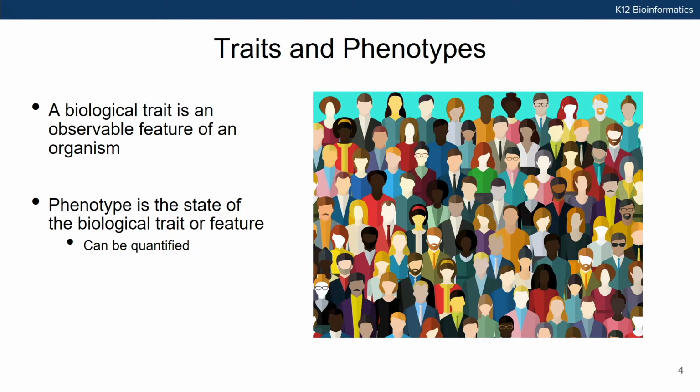So first, let's define a biological trait and phenotype. A biological trait can be defined as an observable feature of an organism. Now, a phenotype is sometimes used interchangeably with trait, but the main difference to appreciate here is that a phenotype indicates the state of the trait or feature. And importantly, it can be quantified, or in other words, we can count and measure it.